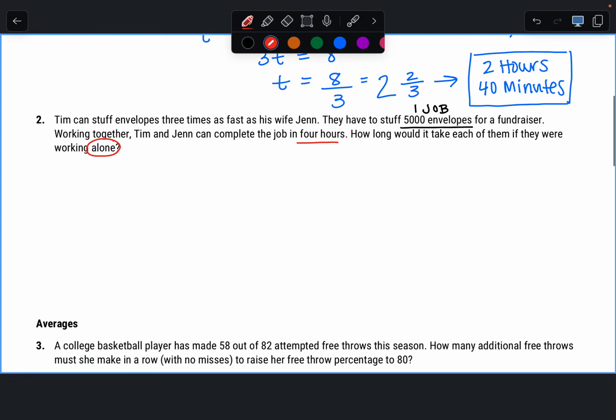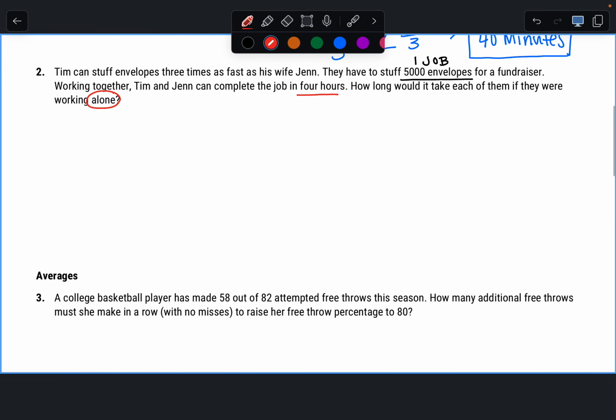Now, here's where it gets to be a little bit confusing. We kind of know that they're going to complete one job. So one job over something plus one job over something equals, we know together it's going to take them 4 hours. Now, again, it's 1 because it's one job. You're not going to put 5,000 or ever change the numerator. It's always 1. So 1 over 4 is what they can do together.